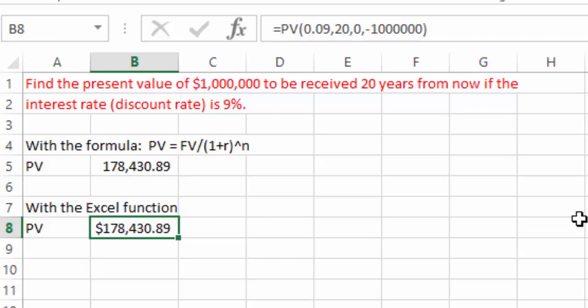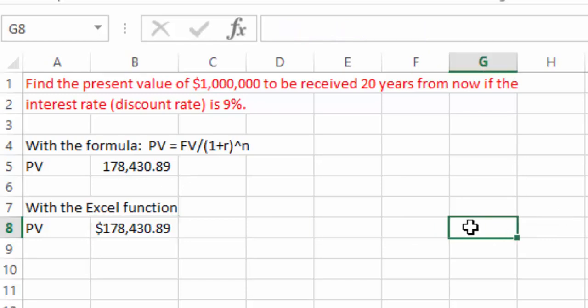So we put in 0.09, comma, the number of periods. So we have 20 of those, 20 years. The next comma is a 0 because there are no interim payments, no regular payments occurring along the way. And then finally, the future value, we're going to put it in as negative $1 million. And we end up again with an answer of $178,430.